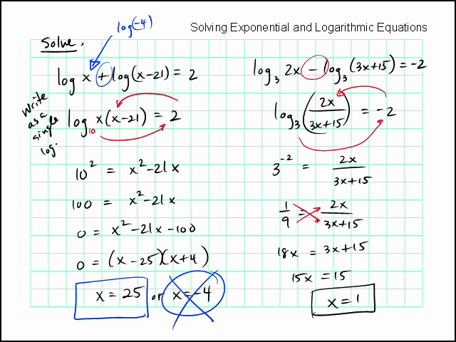Now, if I plug x equals 1 into the original equation up here, as long as it doesn't give me the log of a negative number, it's going to be fine. It's going to work. It's our solution. So our solution is x equals 1. Okay, a couple more.